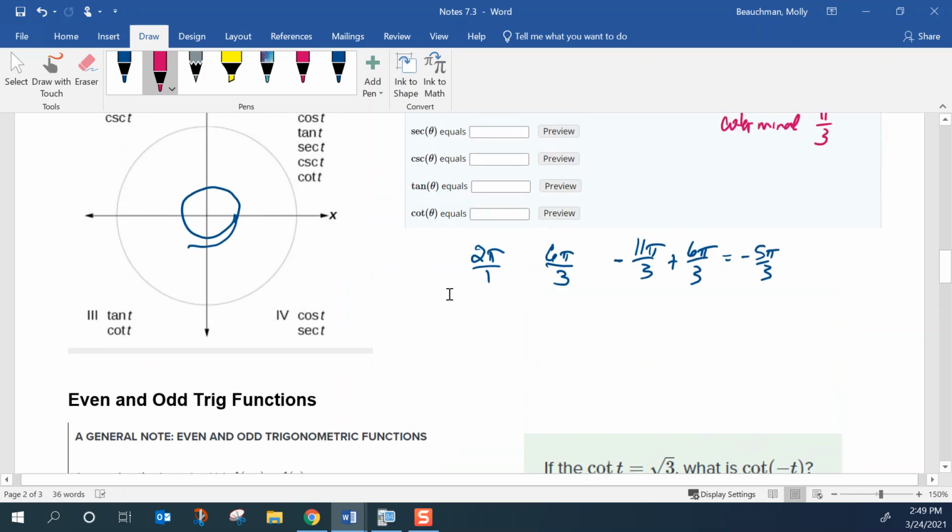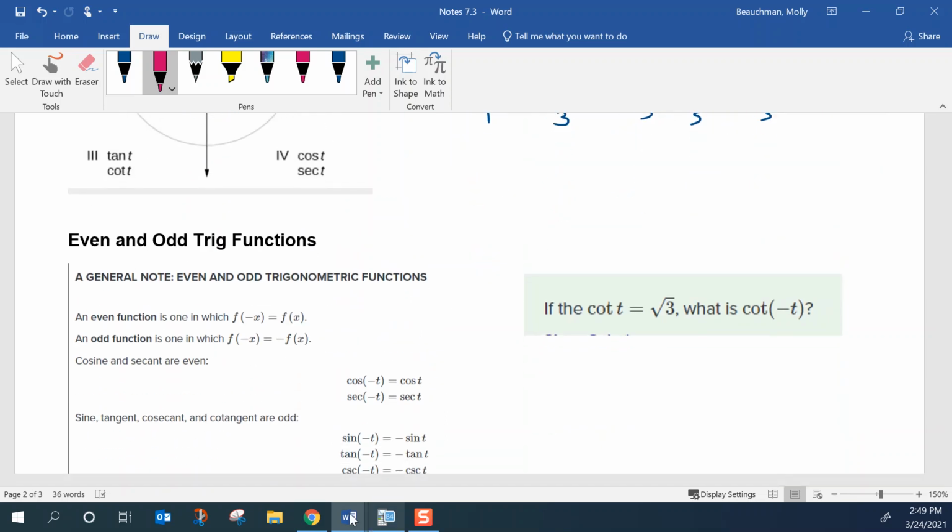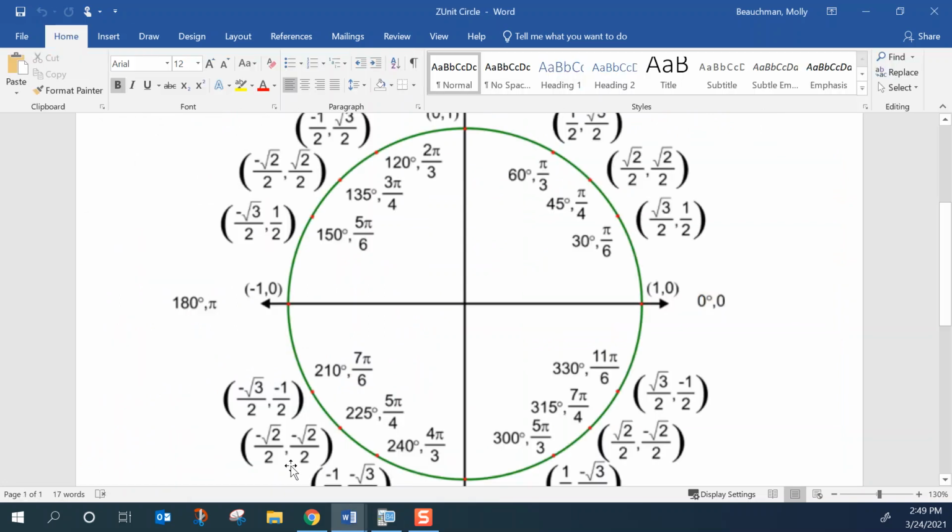So let's take a look. Let me just use the unit circle. If I rotate positive pi over 6, my value is square root of 3 over 2. If I rotate negative pi over 6, it's square root of 3 over 2. The cosine is the same if you rotate positive or negative.